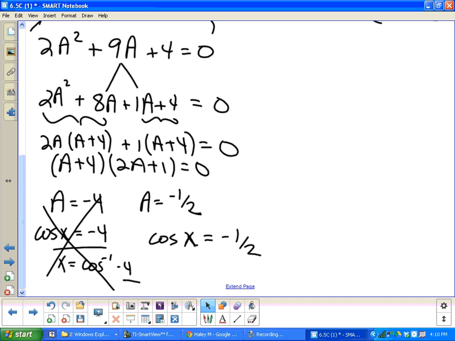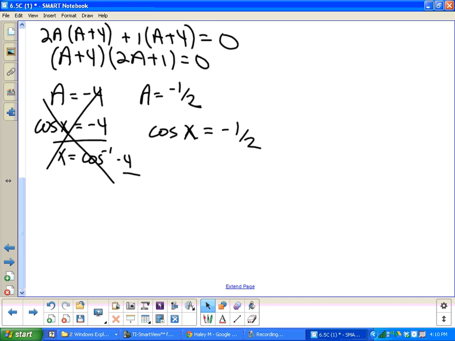Now let's see where cosine is negative 1/2 to get my solutions. Cosine is negative 1/2 at 2 pi over 3. It's also negative 1/2 at 4 pi over 3. So I just got 2 solutions this time.